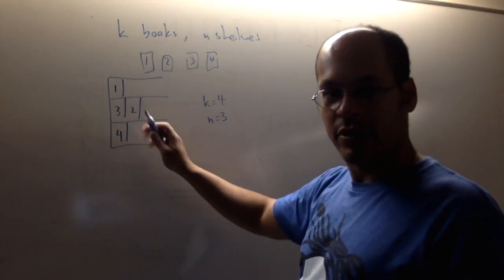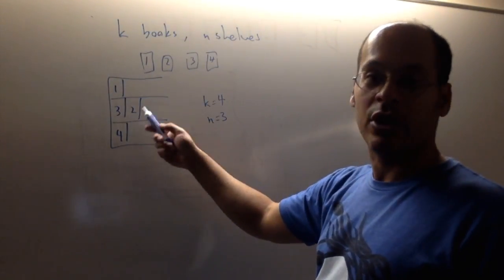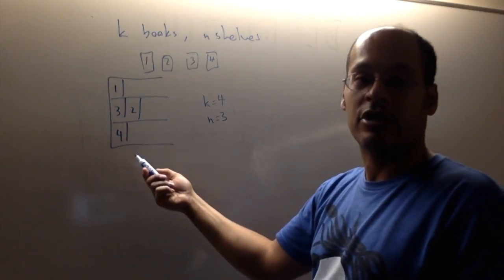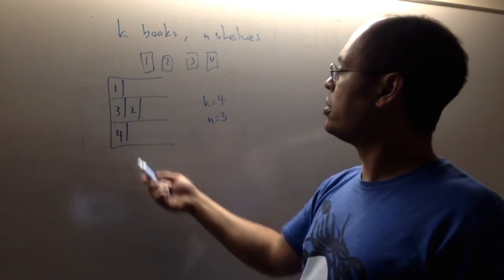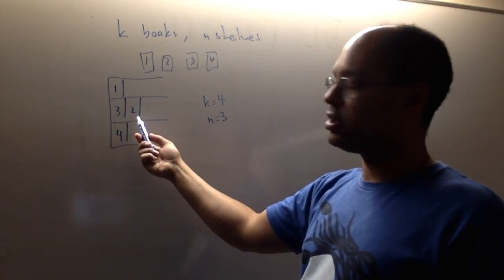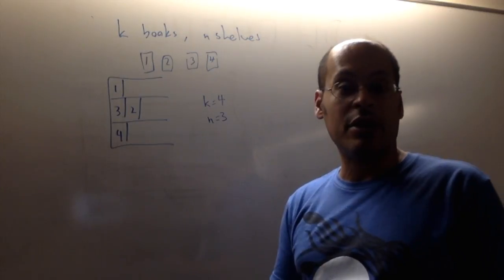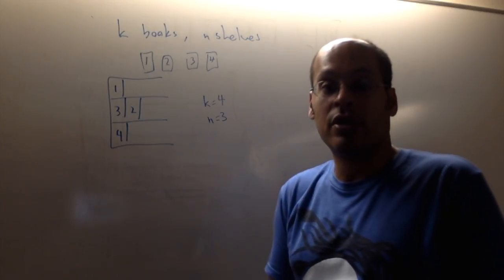So when I say stick them on, we're going to stick them all the way on the left-hand side. And all that really matters is the order of each collection of books on each shelf. So here, 1 is on shelf number 1, 3 followed by 2 on shelf number 2, and 4 on shelf number 3. And we'd like to count how many ways you can arrange these in general for a given K and N.